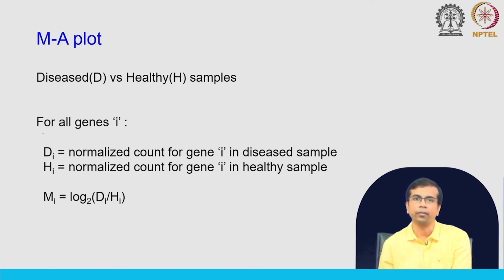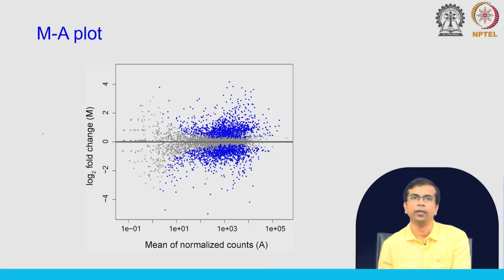So M_i is log2(D_i divided by H_i), and A_i is (log2 D_i plus log2 H_i) divided by 2. So A is kind of like the average expression, okay, and M_i is the log fold change, right. We are looking at difference in expression, okay. So here is the plot, how this would look.